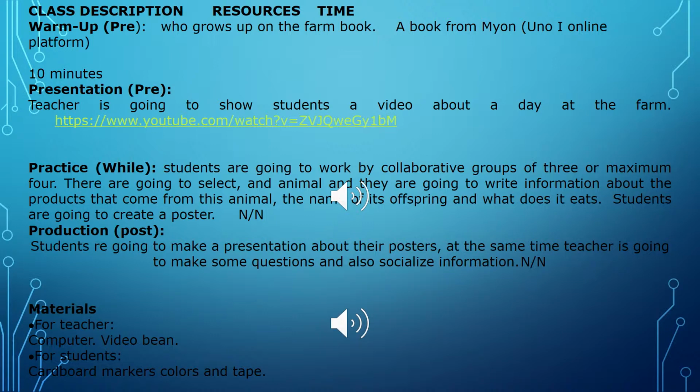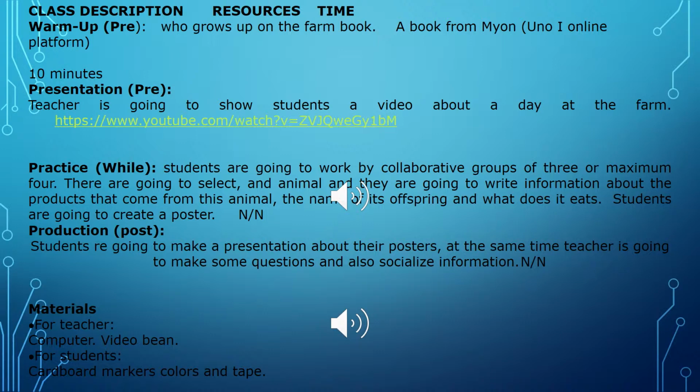Students are going to create a poster, a very creative poster using some cardboards, markers, or pictures if they have to. Then comes the production, in which students are going to make a presentation about their posters. At the same time, the teacher is going to make some questions and also they're going to socialize information.